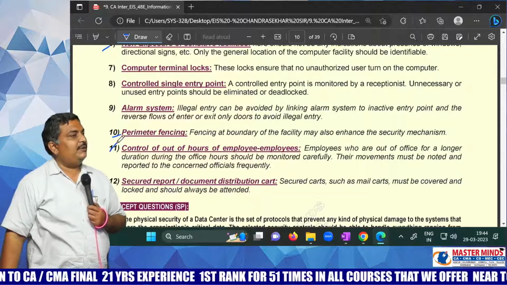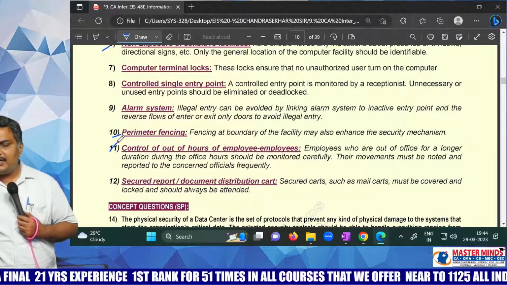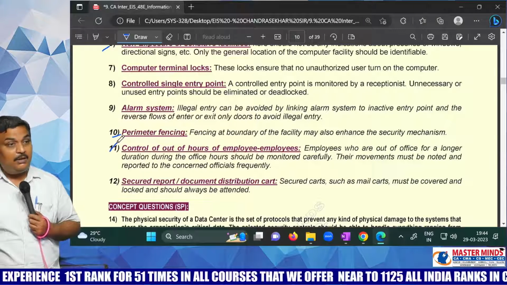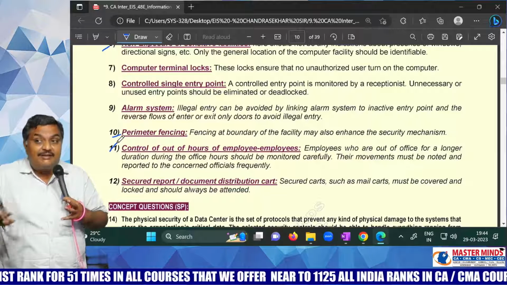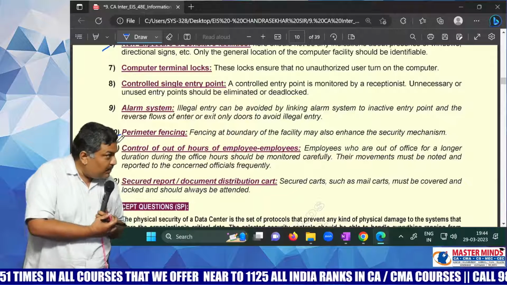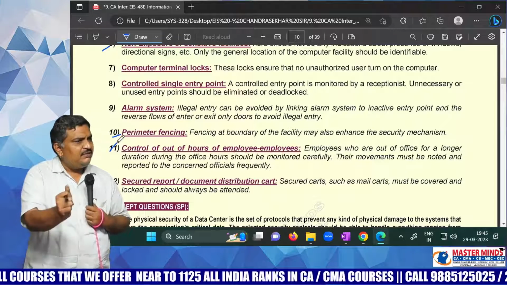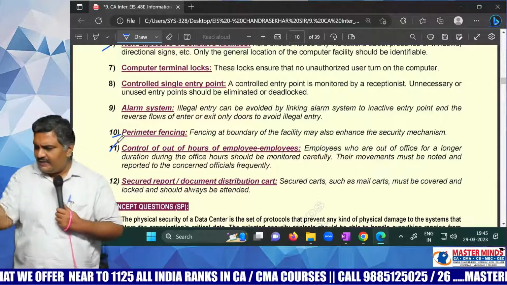Control of out of hours employees. Some employees will be there whose duty time is finished, but they will hover here and there. You should ask them, "What is this? Your duty hours are over now." They stay back even after their duty time because they want to know some secrets, some loophole. Where can we jump inside? Which wall is better this time? They'll plan like this. Why give them a chance? After your duty time, you should not stay here even one minute. Vacate, move.